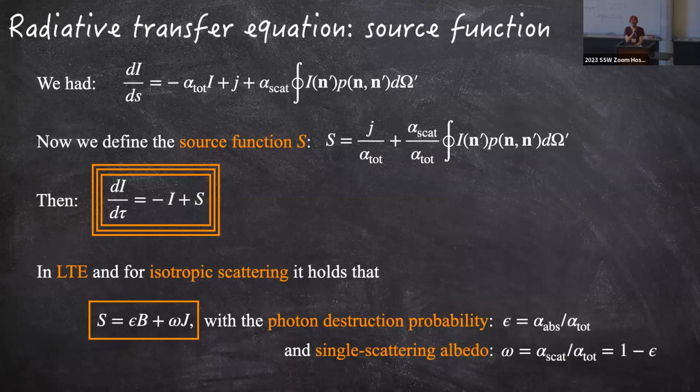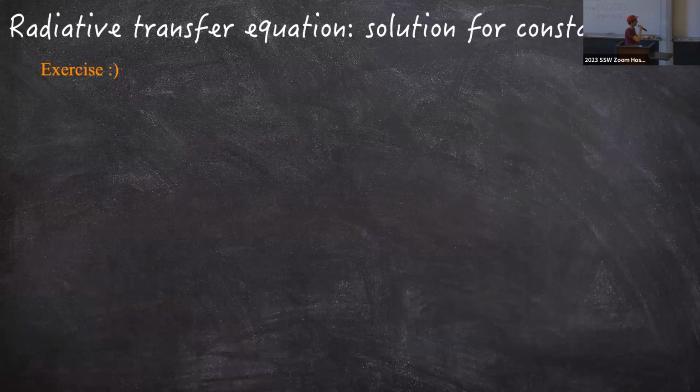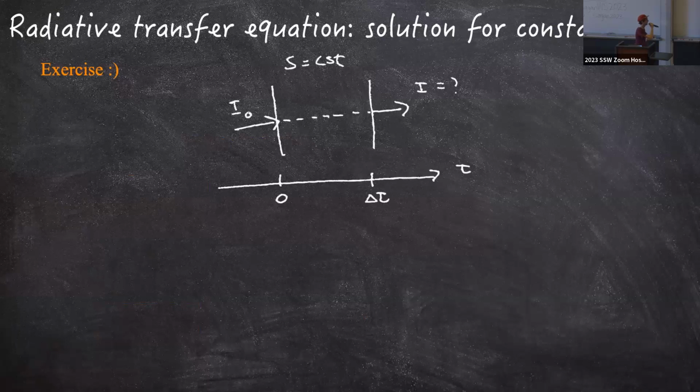Yeah, so I find this the most useful form. Okay, now an exercise for you to solve later. I'll show you the solution here. So imagine we have a box of thickness delta tau. Remember we went from distance s to tau, and you have intensity coming into the box with I0. There's a source function which is constant, and we want to know what's the intensity coming out of the box.